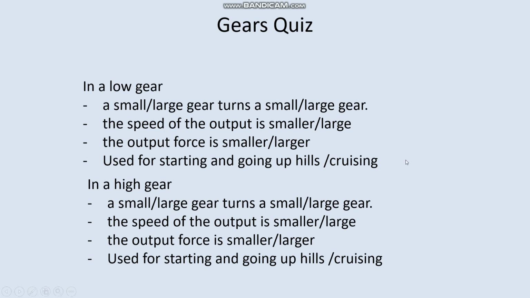Okay, so in a low gear, a small gear turns a large gear. The speed of the output is smaller, but the output force is larger. And that's ideal when you are trying to go up hills or start your bike off to begin with. In a high gear, a large gear turns a small gear. The speed of the output is larger, but the output force is smaller. And this is used for cruising along, going along at high speeds.